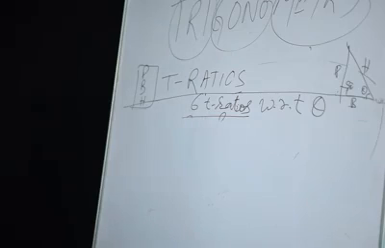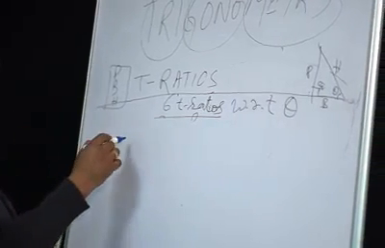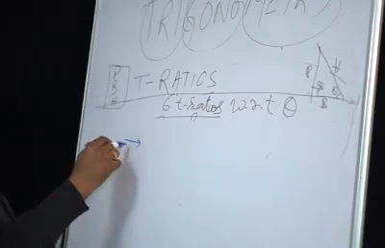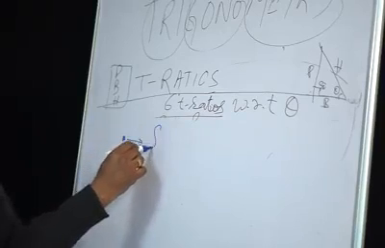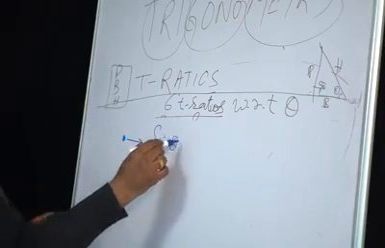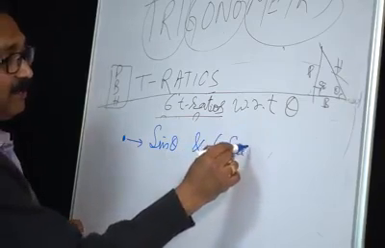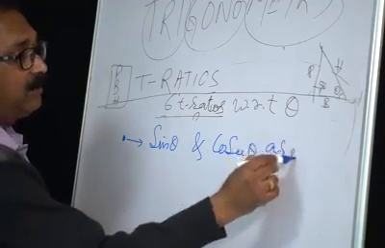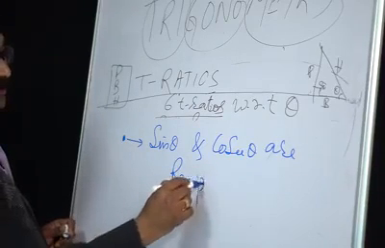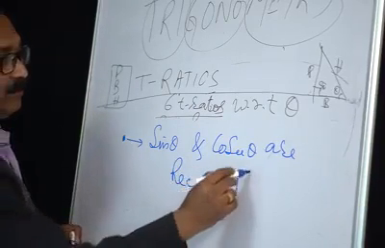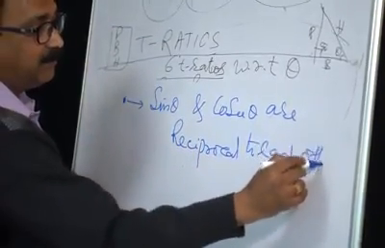Now, you have to write here. To find the other 3, you have to know these 3 important points. We can say bullet points. This bullet point is: sin theta and cosec theta are reciprocal to each other. Reciprocal to each other. Okay?